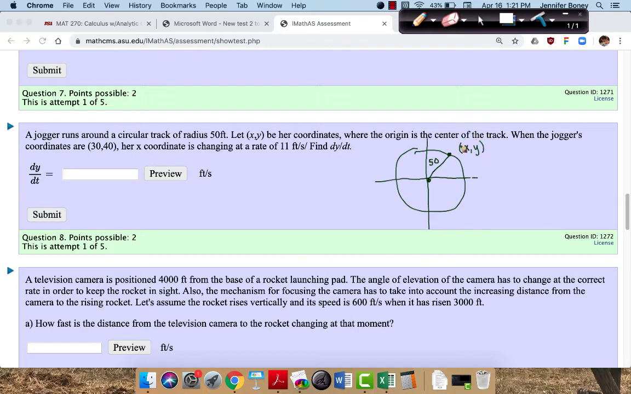But the positions are both changing, meaning she's going around this. So she's not always at the same spot, but at some point in time, she's at the spot 30, 40. And at that point in time, her x-coordinate, the position left to right, is changing at a rate of 11 feet per second.